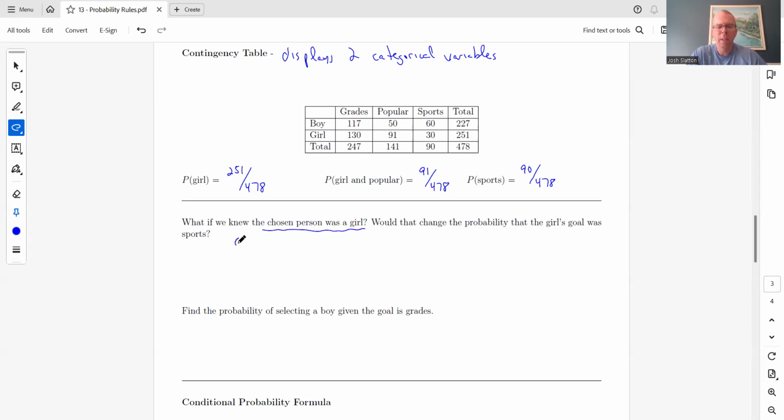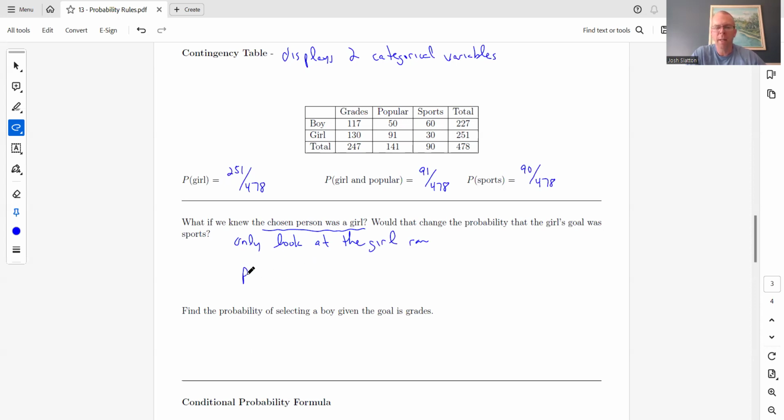So now we're only going to look at the girl row. So we're not worried about the boy row. We're not worried about the total row. We're not really worried about the columns individually. We know the person is a girl. Now, of these, we have 251 girls. How many of those girls want to be good at sports?